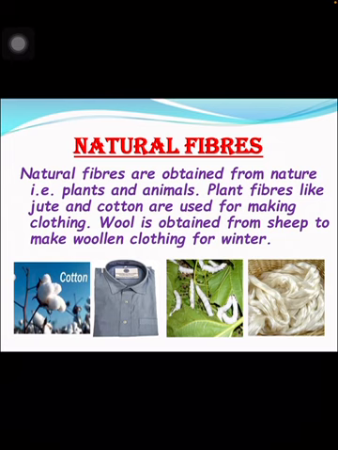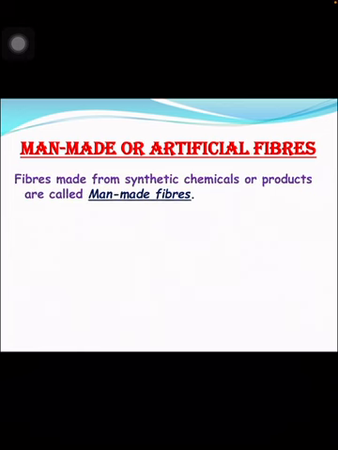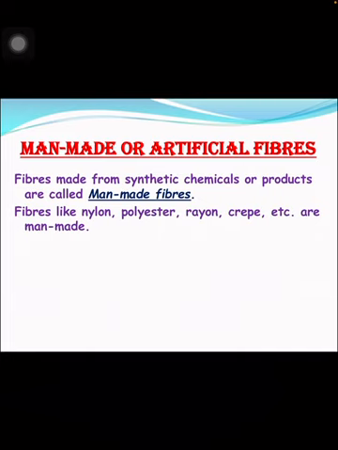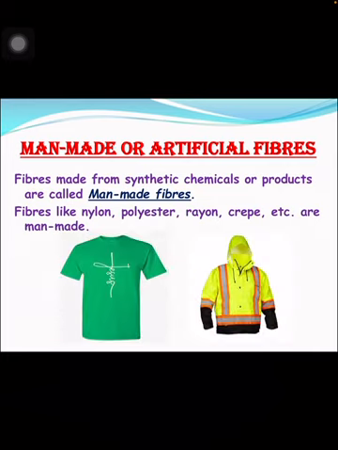But there are also some types of fibers which are not natural. Such types of fibers are known as artificial fibers. Artificial fibers are also known as man-made fibers. These are made from synthetic chemicals or products. Examples of these types of fibers are nylon, polyester, rayon, crepe, etc. As you can see in the example, the raincoat is made up of plastic, or we can say that it is an artificial fiber.